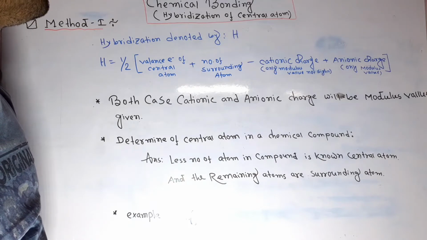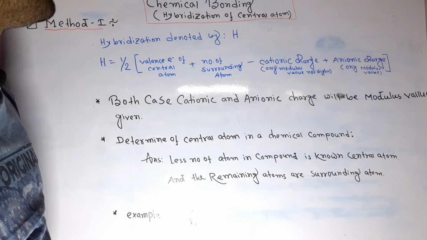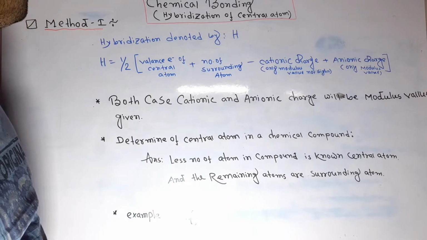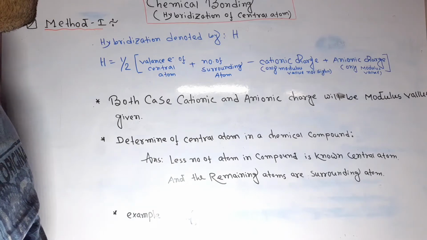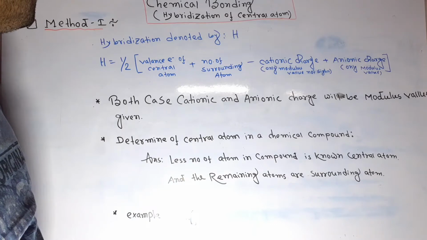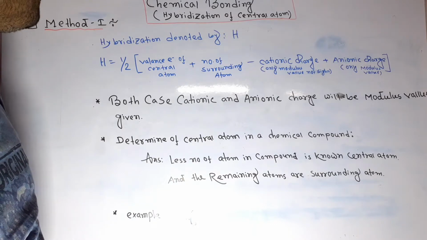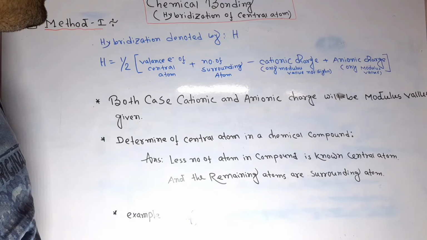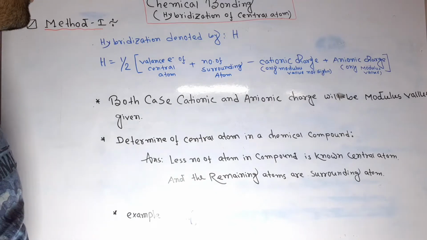The chapter number 4 of class 11 chemical bonding: the process of determination of the hybridization of the central atom in a particular given compound. These are the various step methods. Method number 1 can help in the determination of hybridization of the central atom.